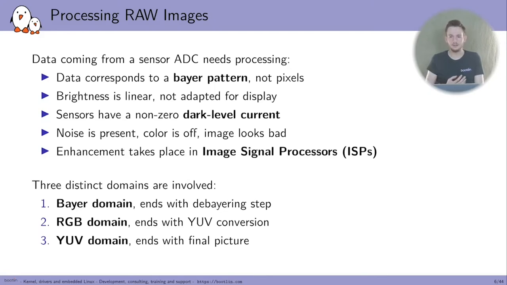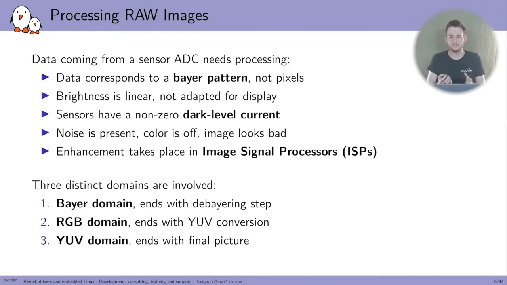Now let's talk a little bit about the processing step, which I mentioned. Processing is necessary in the camera pipeline because the data that comes directly from the sensor comes from an ADC that will sample some photo sites. These are not directly pixel values that you get, but instead you only get one of red, green, or blue values for each photo site. This is called a Bayer pattern, where you basically have color filters in front of each photo site to only receive one of the colors.